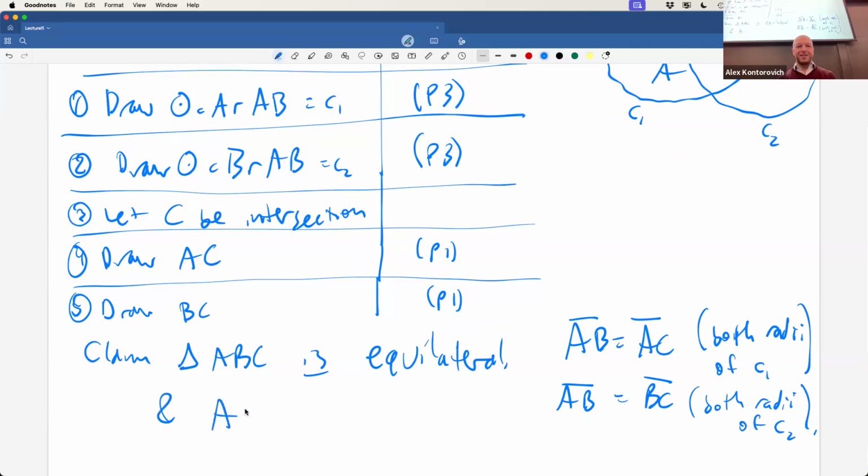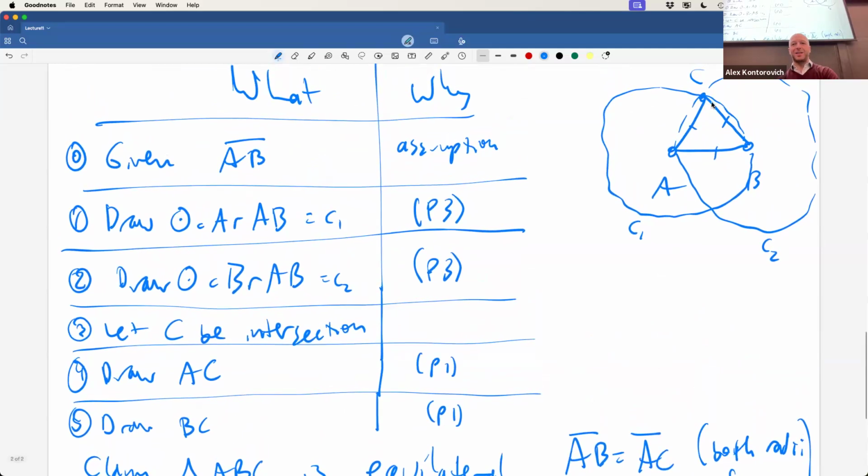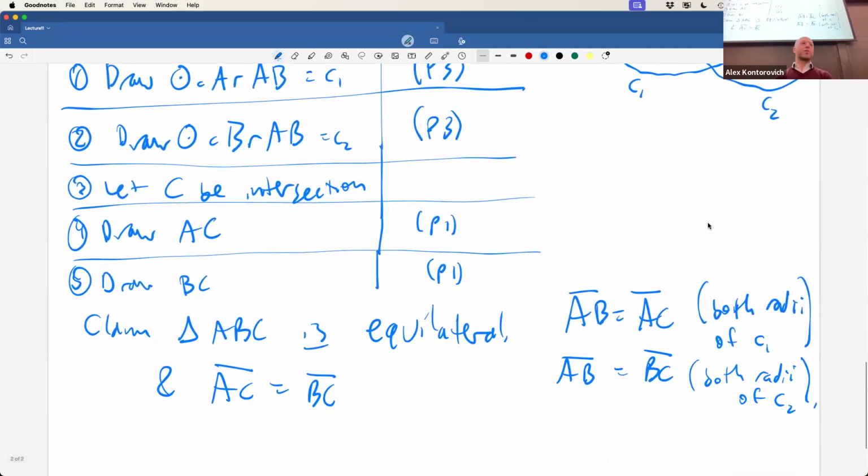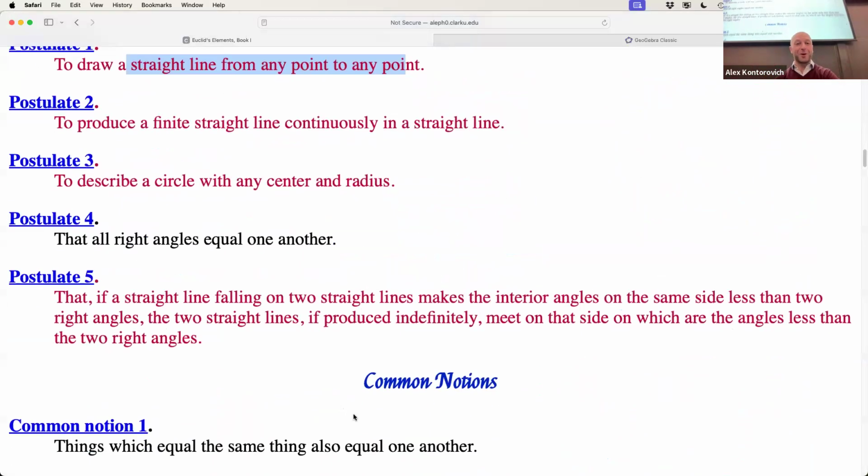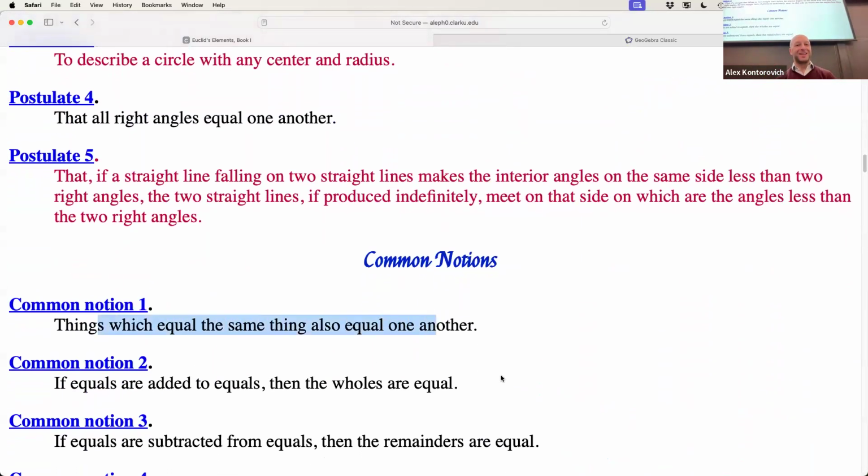And why is AC equal to BC? We have three equalities, every pair of sides. What it means to be equilateral is that every pair of sides is equal. So we know that side AB is equal to AC, and we know that side AB is equal to BC. Why is AC equal to BC? Yes, the transitive property, which is common notion 1: things that are both equal to the same thing are equal to one another.